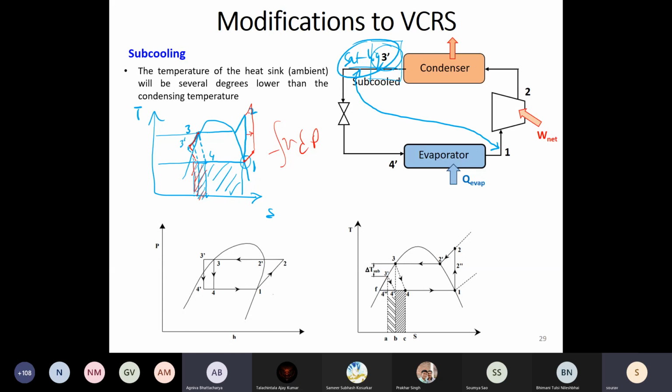I will also take a hit in the discharge temperature. Earlier the discharge temperature was this, and I will have slightly higher discharge temperature, which means that my compressor will also run a little bit hotter, because discharge temperature is the temperature after compression.